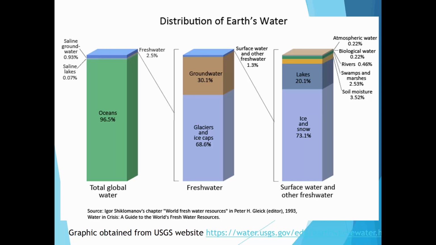And then atmospheric water, that's the water that's up in our atmosphere in the clouds, is only 0.22%. This water is short-lived. It's only in the atmosphere for a short amount of time before it comes back to Earth's surface and either becomes part of the oceans or surface water or recharges aquifers or glaciers.